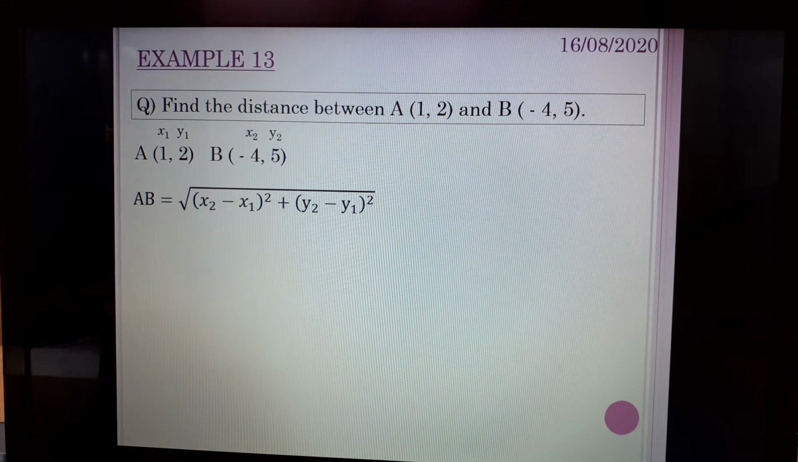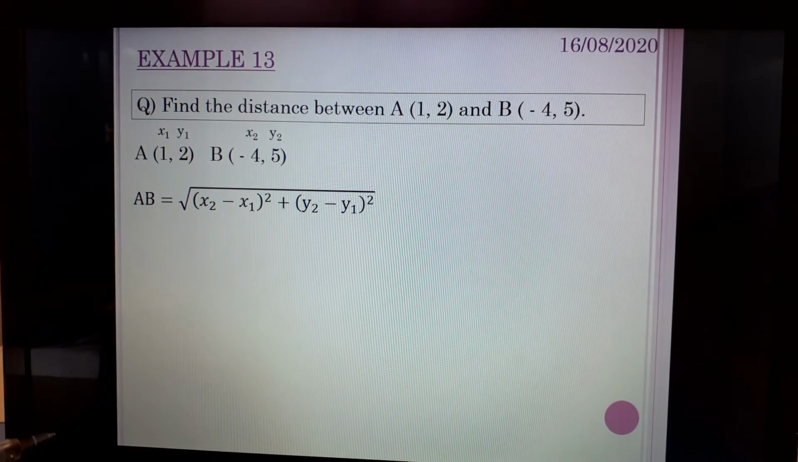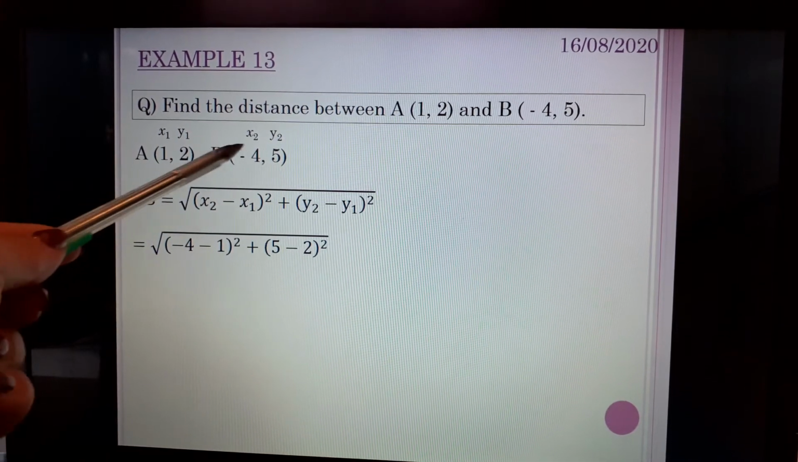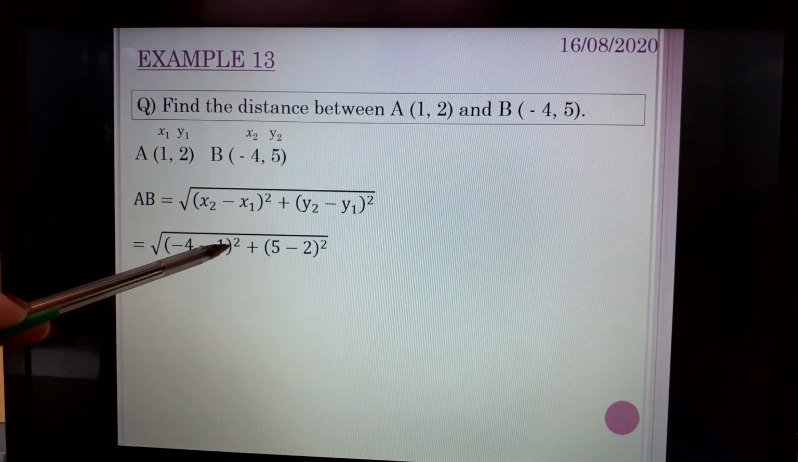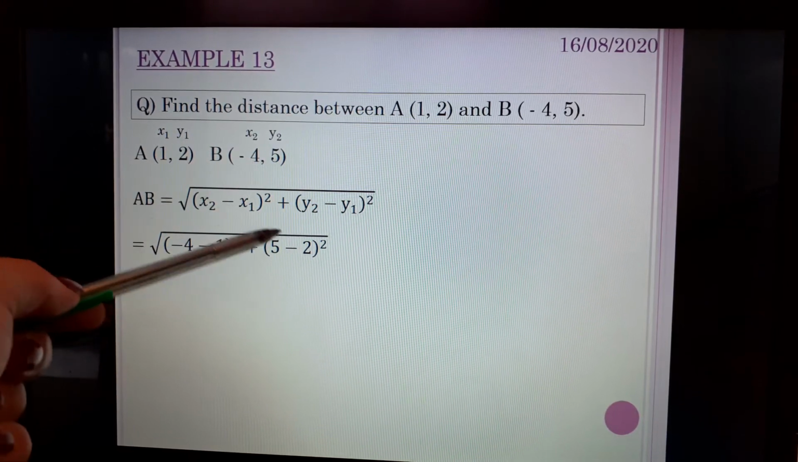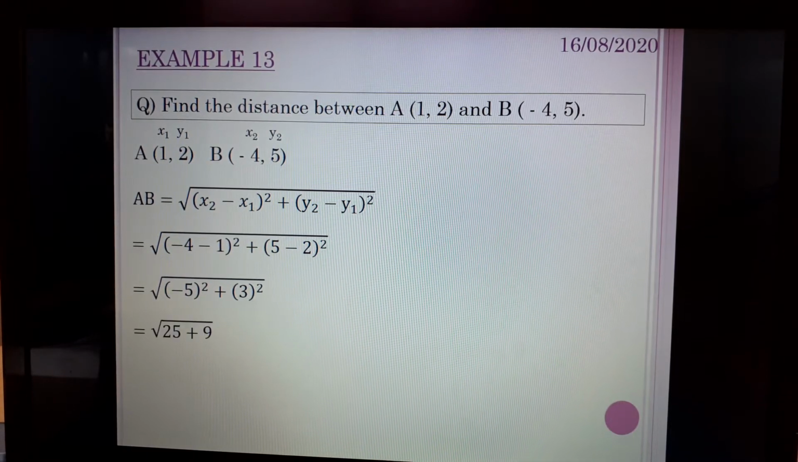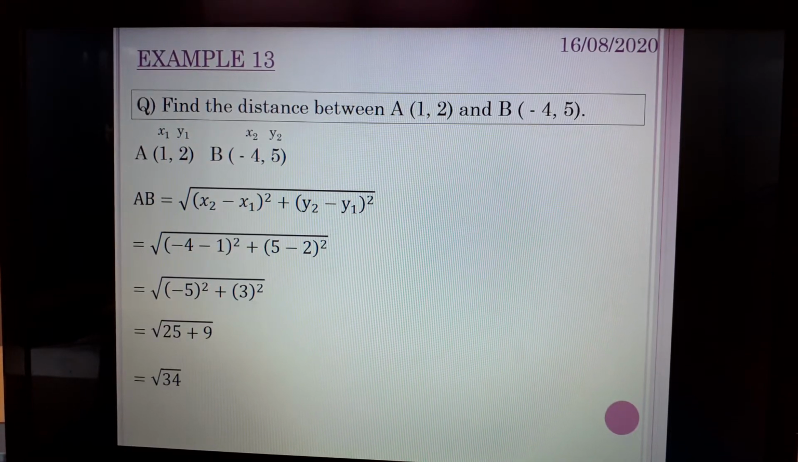Okay, so if we're going to do this using the formula, then the distance between the coordinates A and B, we call it AB. So we're going to do -4 - 1, substituting everything into the formula, all squared, plus, and then 5 - 2, all squared, the difference between your two y's. -5 squared plus 3 squared, 25 plus 9, 34. You can just leave it as root 34.